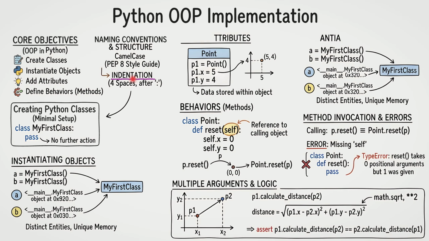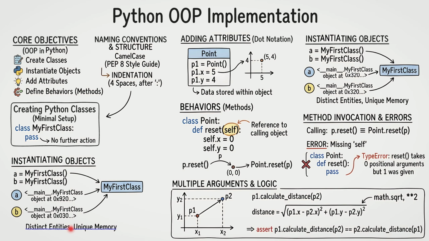Once our class is defined, we can create objects from it. This process is called instantiation. Here we create two objects, A and B. Even though they come from the exact same class blueprint, look at their memory addresses down here. They are distinct entities with unique memory locations in your computer.